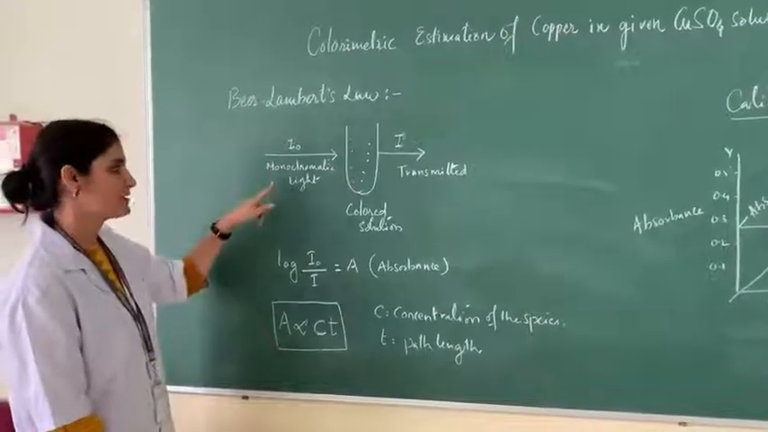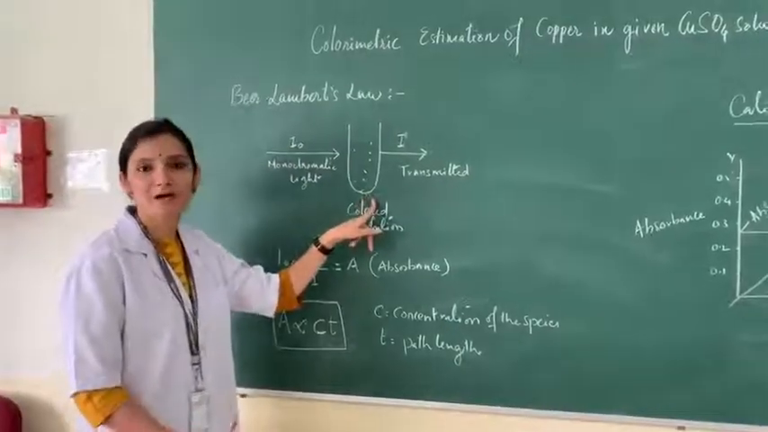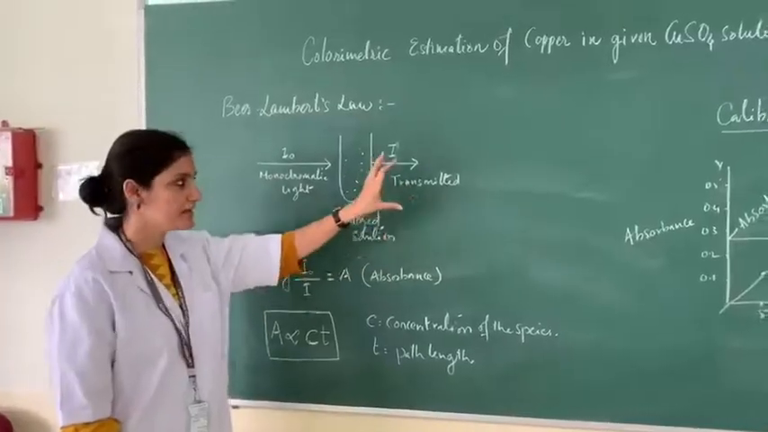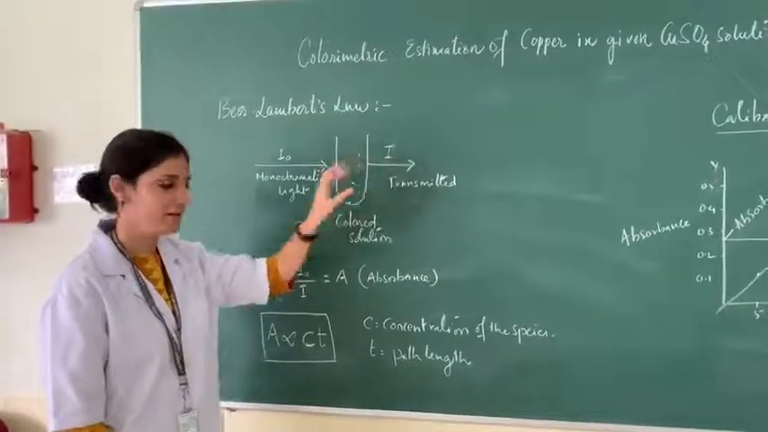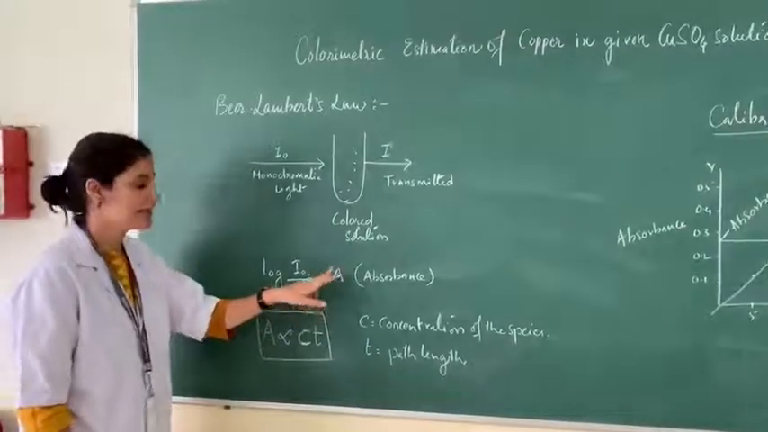When a monochromatic light of intensity I0 is passed through a colored solution, a part of the light will be absorbed, while a part of the light will be transmitted. The intensity of the transmitted light is I. So log of I0 by I is equal to absorbance, that is A.